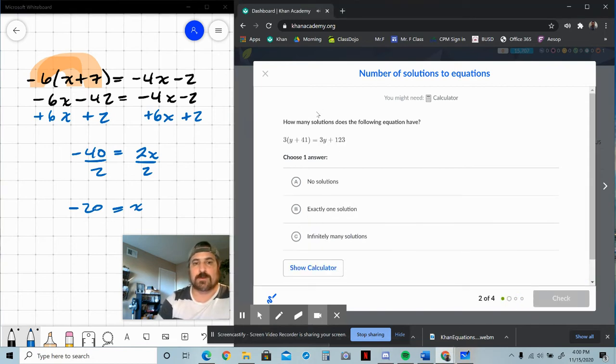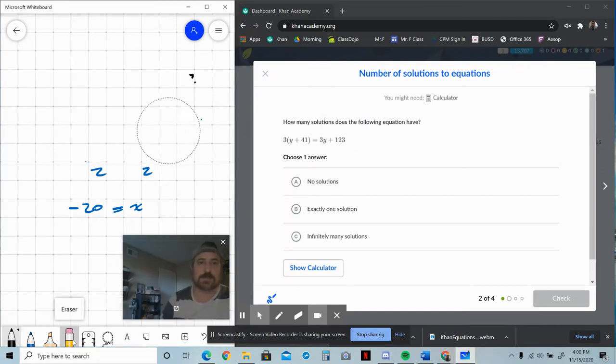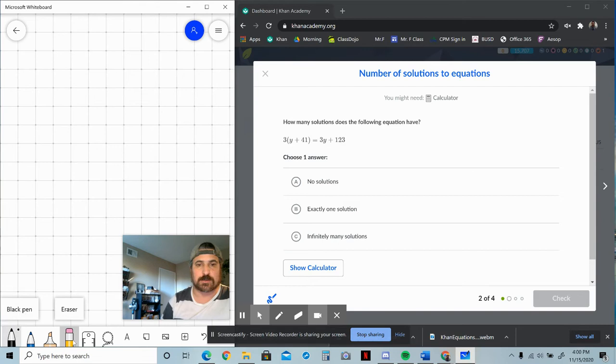Okay, so that's the kind of concept, right? Is the variable going to go away or not? If it goes away, is it a true or false statement? That's basically what you're looking for here.